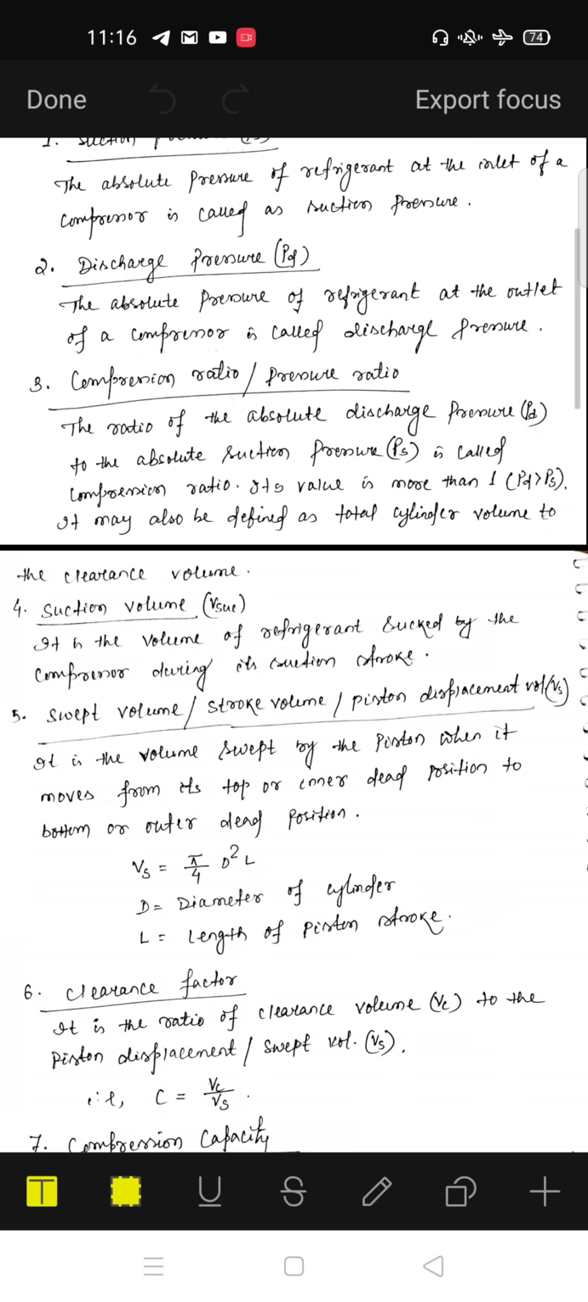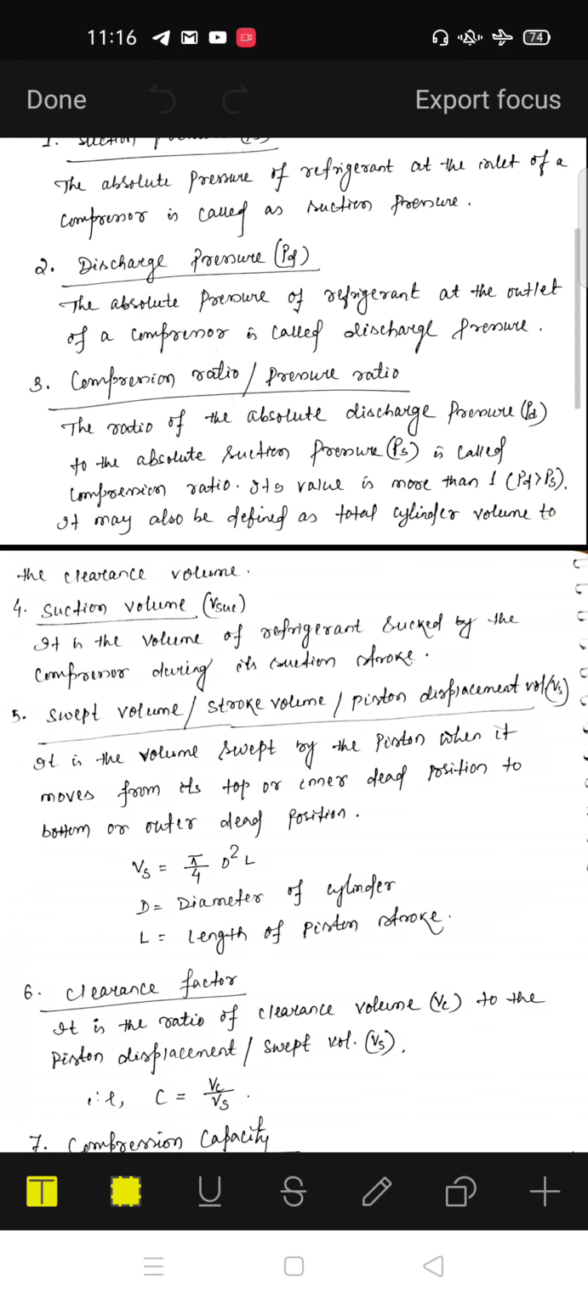Next is your suction volume. It is the volume of the refrigerant sucked by the compressor during its suction stroke. Next is your swept volume, stroke volume, or piston displacement volume. It is the volume swept by the piston when it moves from its top or inner dead position to the bottom or outer dead position.